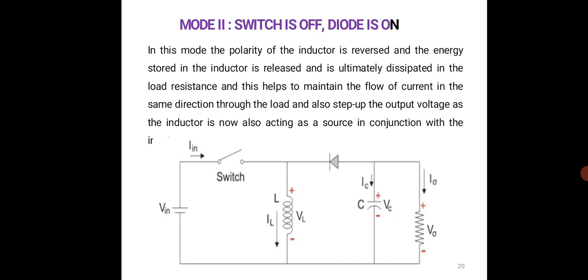So this is the circuit diagram for the mode 1, and the second mode is switch is off and the diode is on. You can see that the switch is open. So in this mode, the polarity of the inductor is reversed and the energy stored in the inductor is released and it is ultimately dissipated in the load resistance. So which will help to maintain the flow of current in the same direction through the load and also step up the output voltage, as the inductor is now also acting as a source in conjunction with it.